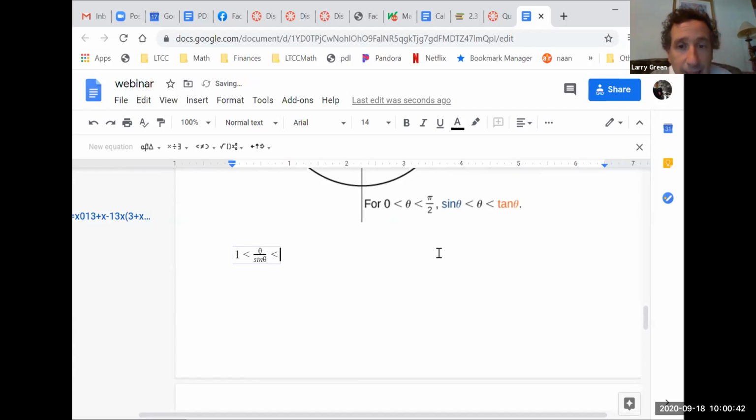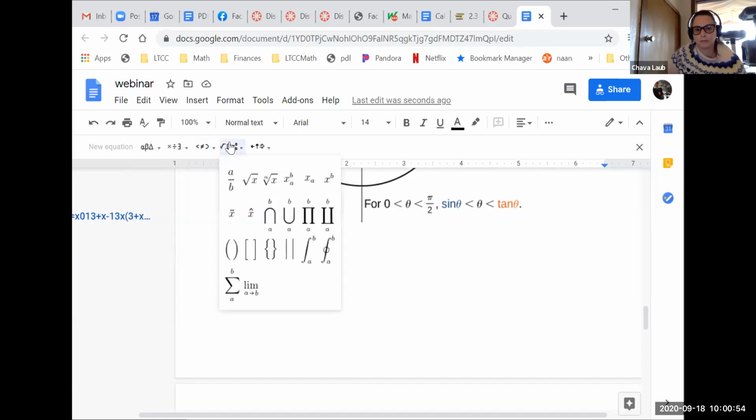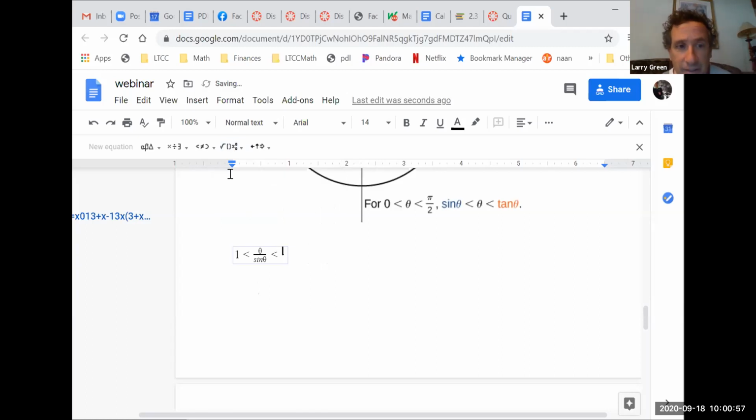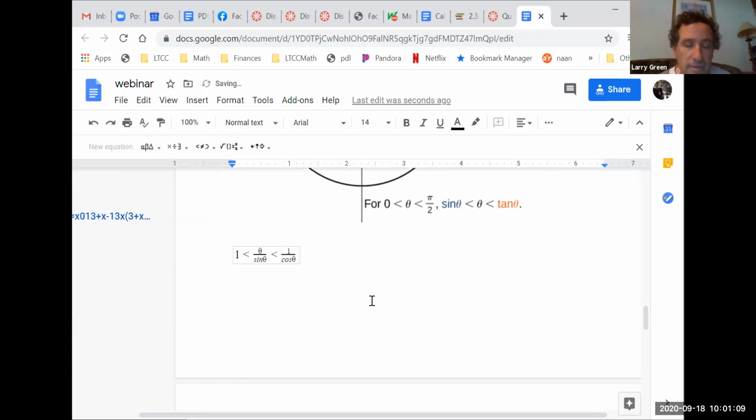And that is going to be less than, what is tangent of theta divided by the sine of theta? 1 over cosine theta. Good. 1 over cosine theta, because tangent is sine over cosine. So if you divide by sine, you kill the sine. So it's just going to be 1 on the top now over the cosine of theta. Any questions so far?